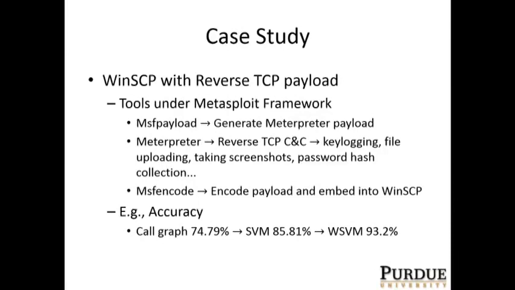Here, let me give a case study from our evaluation. In this case, the host application is WinSCP, and the malicious payload is a reverse TCP shell. We leverage the tools in the Metasploit framework to perform this attack. We use the MSF payload to generate an interpreter payload. This payload uses reverse TCP as the connection for command and control.